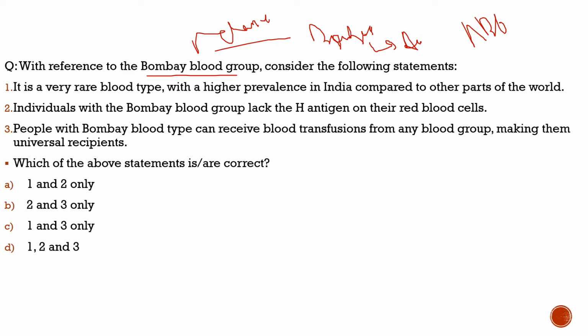Here the question says, with reference to the Bombay blood group, consider the following statements. First statement, it is a very rare blood type with a higher prevalence in India compared to other parts of the world. 100% correct. Second statement, individuals with the Bombay blood group lack the H antigen on their red blood cells. Correct. Third statement, people with Bombay blood type can receive blood transfusions from any blood group, making them universal recipients. 100% incorrect, because it does not mix well with other blood groups. So the third statement is incorrect. With respect to this question, the correct option would be option A, that is 1 and 2 only.